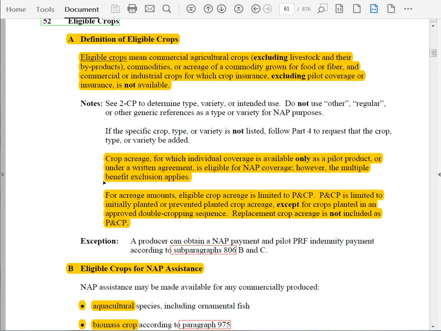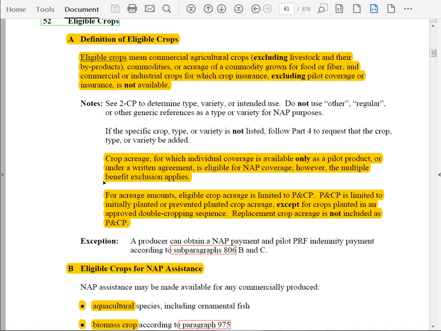In some cases, a particular crop might only be available in your county under a pilot program or through a written agreement with the insurance company. In these cases, a producer could have both NAP coverage and coverage under the pilot program. However, they cannot double dip, meaning that they cannot be paid for the same loss under both policies. We'll cover this more later when we discuss multiple benefit exclusion.